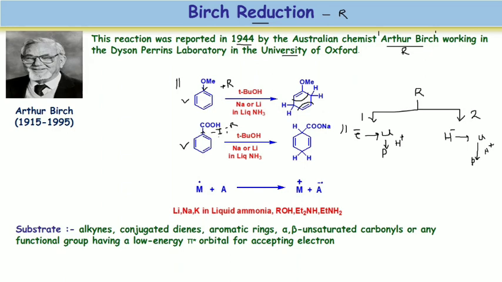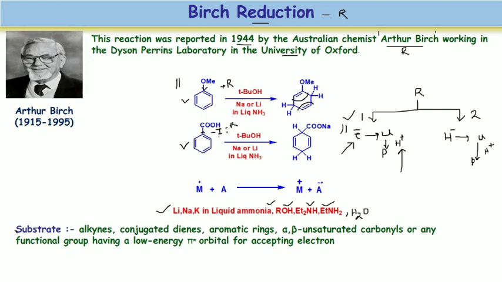So among these two methods, I am going to talk about the first method, because Birch reduction follows this method. In this particular method, you need an electron donor and you need a proton donor. For the electron donor, we basically use group 1 metals like lithium, sodium, potassium for single electron transfer, and for the proton donor we use alcohol, ammonia, secondary amine, primary amine, and we can even use a water molecule as a proton donor.